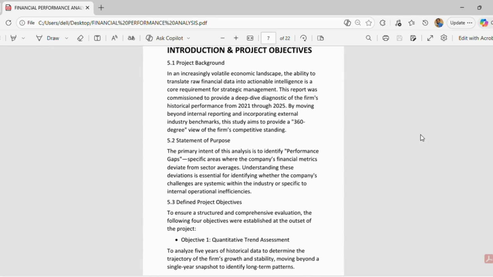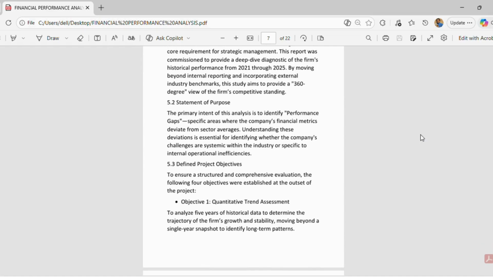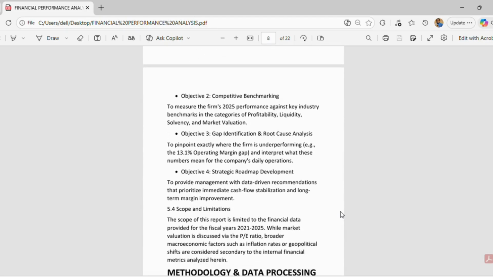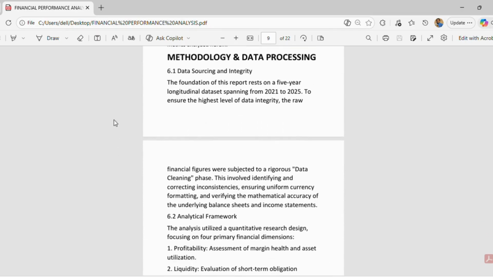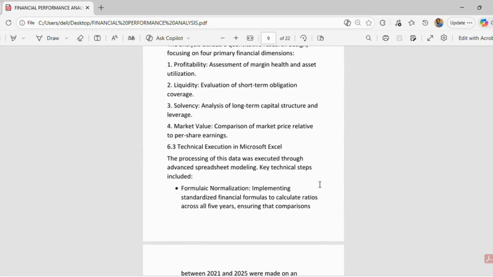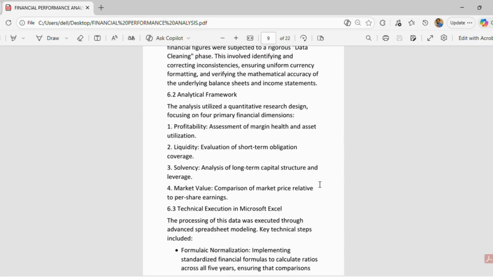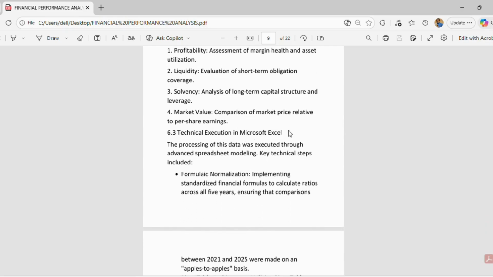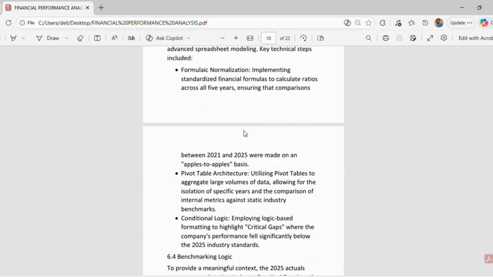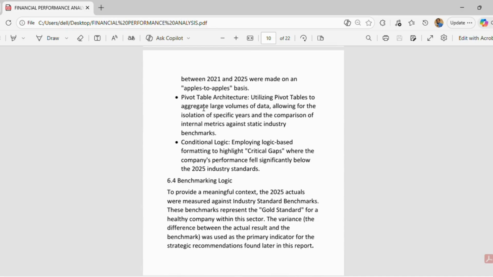Then I have given the introduction and project objectives: the purpose, and objective 1, objective 2, objective 3, and then 4. Then I have added the data processing and methodology of how I have done this analysis. We have calculated profitability ratios, liquidity and solvency, and market value also. I have done it in Microsoft Excel. Then the formulas that we have implemented. I have also added a pivot table and conditional logic.